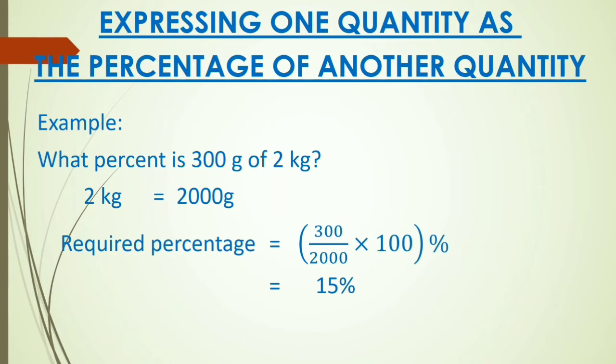Before expressing one quantity as a percentage of another quantity, we have to bring both the quantities into the same unit. So we have made 2 kilograms into 2000 grams. Now we have both the quantities in the same units, that is in grams. Now we can express 300 grams as a percentage of 2000 grams. Clear that it is 300 out of 2000 parts. So it is 300 divided by 2000 into 100. By simplifying it, we get 15%. So 300 gram is 15% of 2 kilograms.